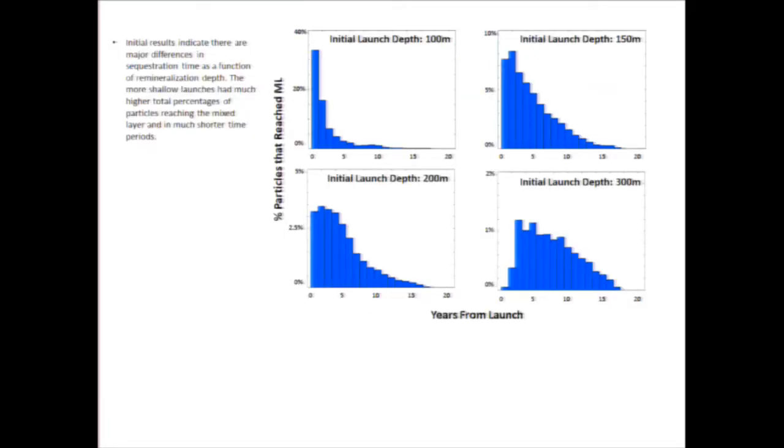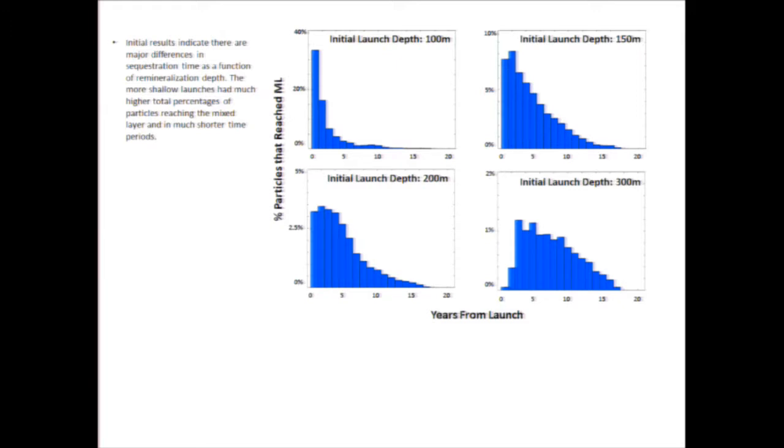When looking at these particles, we can look at the time distribution of how long it took for what percentages of particles to reach the mixed layer. Obviously, for the more shallow particles, much higher percentages of them reach the mixed layer in the 20-year period, and in much quicker amounts of time. As we go deeper to 300 meters, a lot fewer particles reach the mixed layer, and it took longer for them to do so.